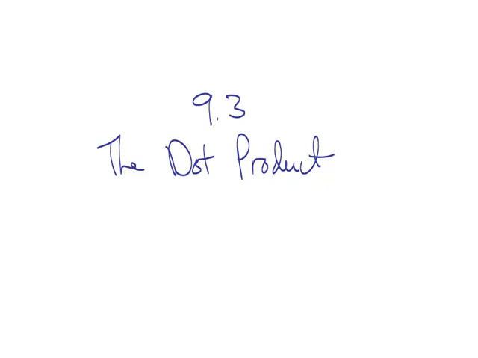Let's talk about the dot product in section 9.3. The astute observers have realized that we have this new set of things to work with called vectors, and we've defined addition and subtraction and a form of multiplication, but it wasn't a multiplication between two vectors. It was a multiplication of a scalar or a number times a vector. Well, we're actually going to have a couple of different ways we can multiply two vectors.